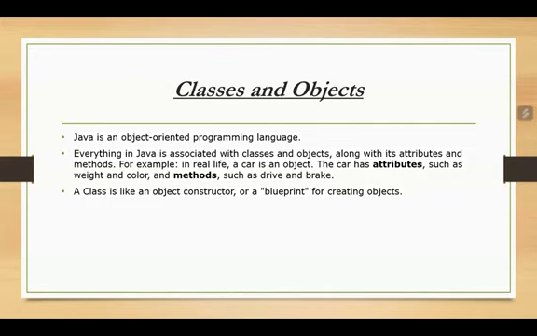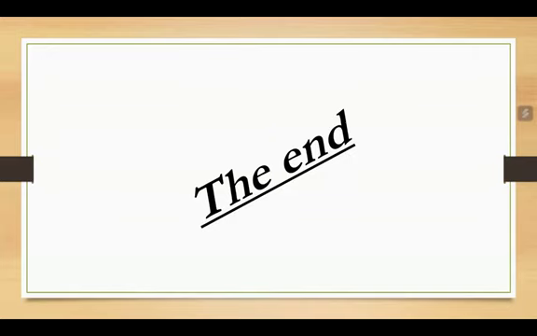And a class is like a constructor for an object, or we can call it a blueprint, like what is going to be in this coding. And that's it. Thank you all.